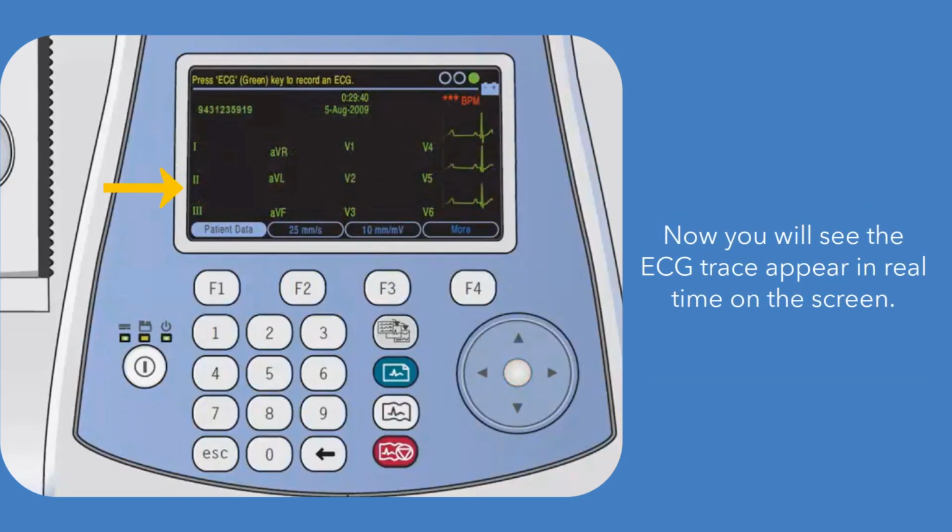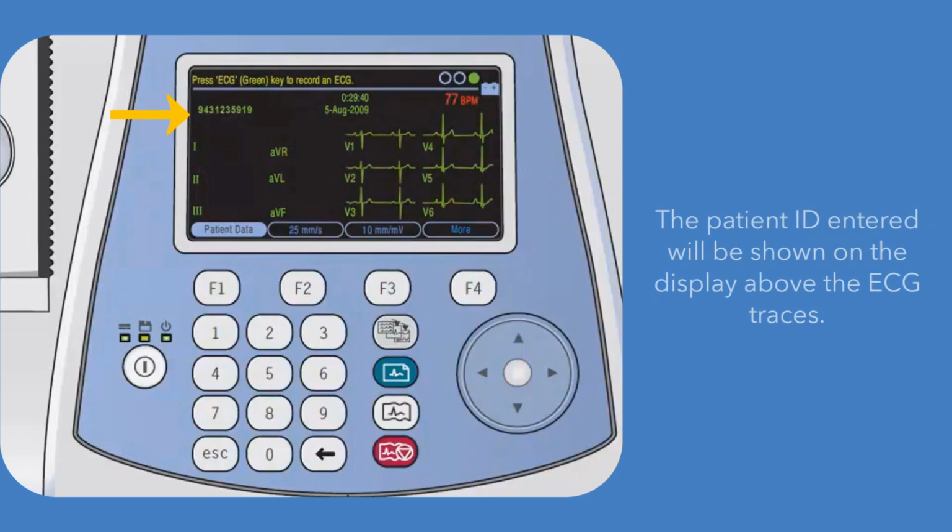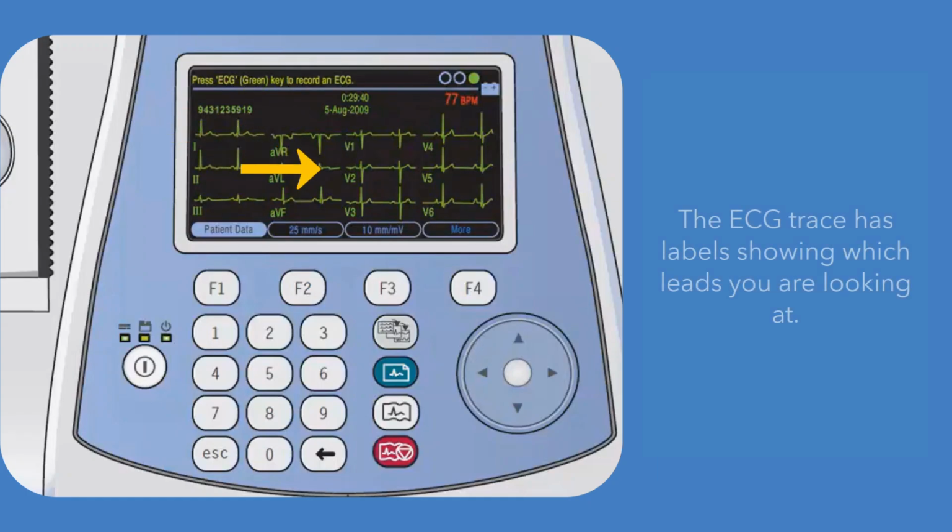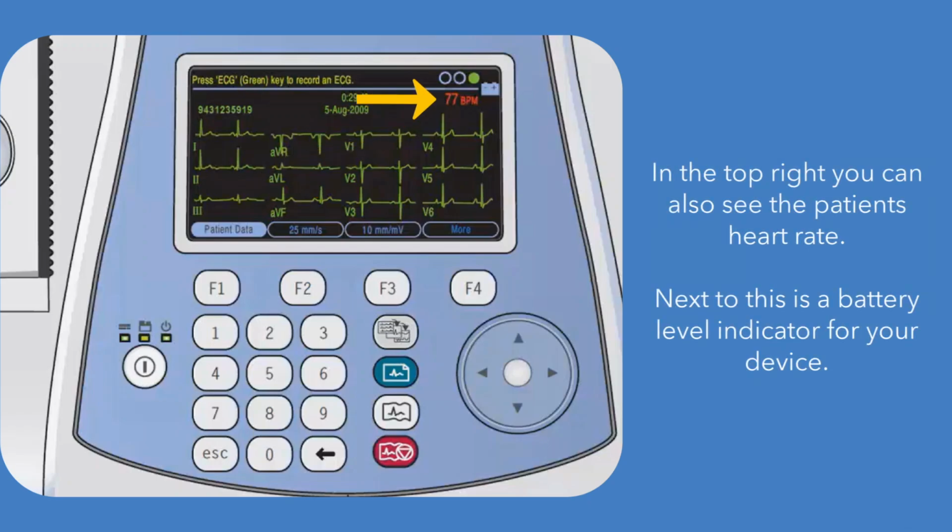Now you will see the ECG trace appear in real time on the screen. The patient ID entered will be shown on the display above the ECG traces. The ECG trace has labels showing which leads you are looking at. In the top right, you can also see the patient's heart rate. Next to this is a battery level indicator for your device.